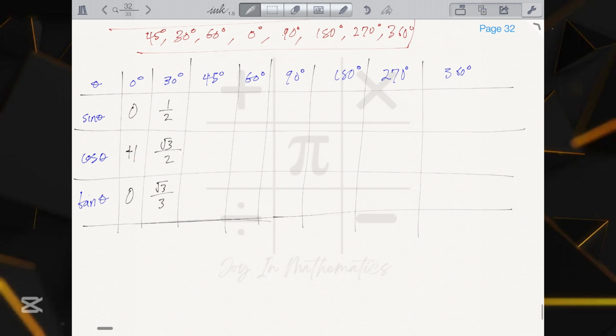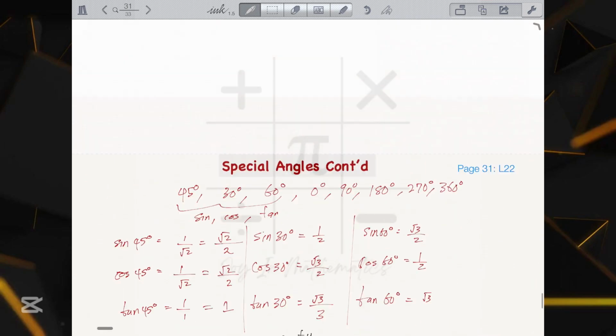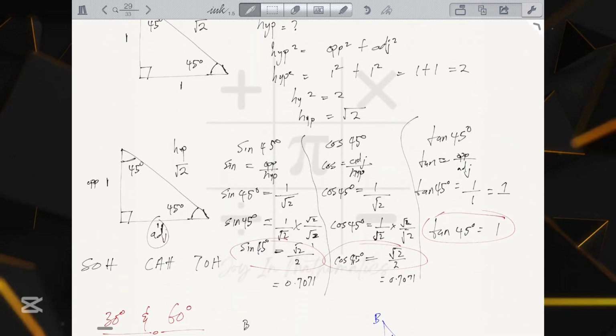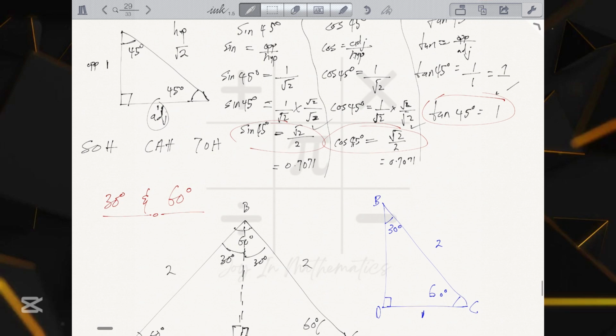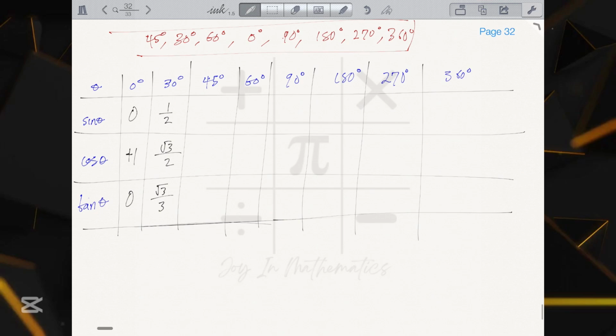Moving on, we dealt with angle 45 degrees, where we used the isosceles triangle. So we evaluated sine 45 degrees, cos 45 degrees, and tan 45 degrees. Sine 45 degrees is root 2 over 2, cos 45 degrees is root 2 over 2, and tan 45 degrees is 1. So summarizing that, sine 45 degrees root 2 over 2, cos 45 degrees root 2 over 2, tan 45 degrees is 1.